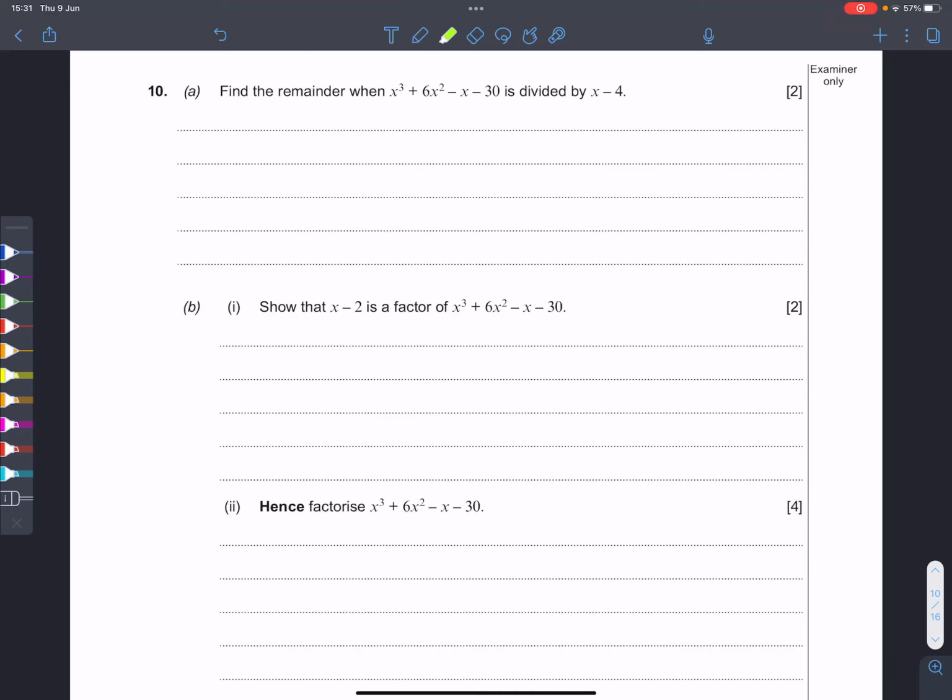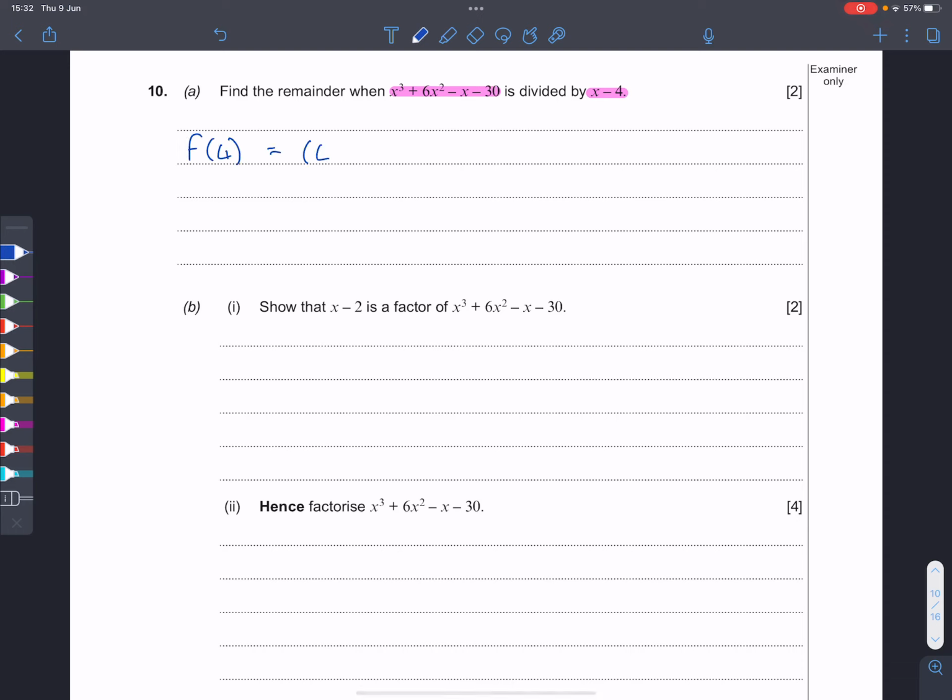Okay, this is question 10 from the WJC Additional Maths course in 2016. So this is a remainder and factor theorem question. Find the remainder when this polynomial is being divided by x minus 4. Okay, that means we're going to find f of 4.